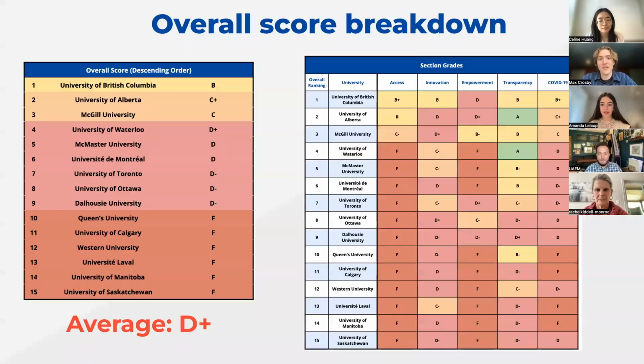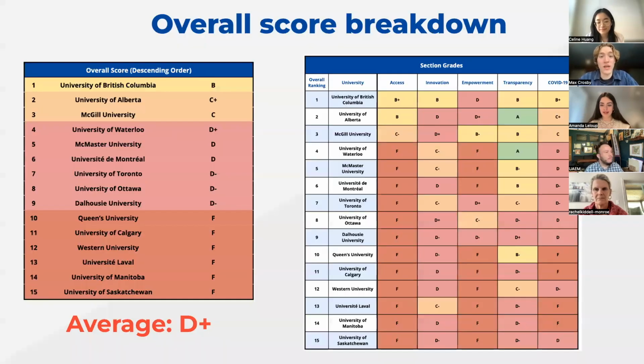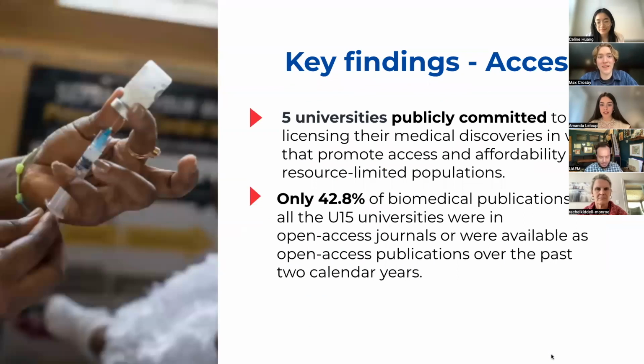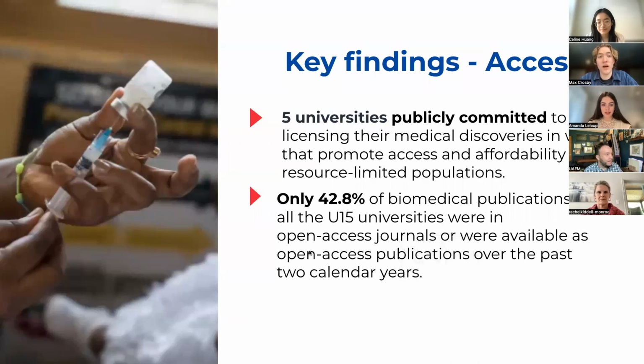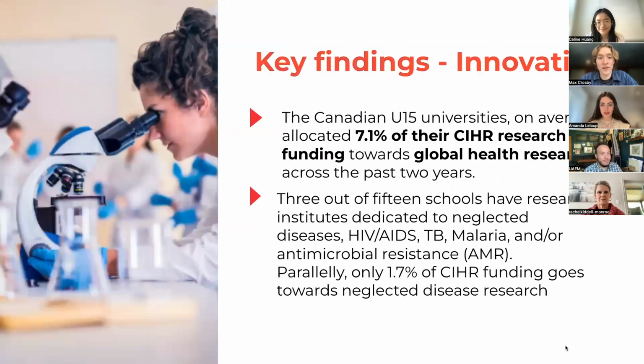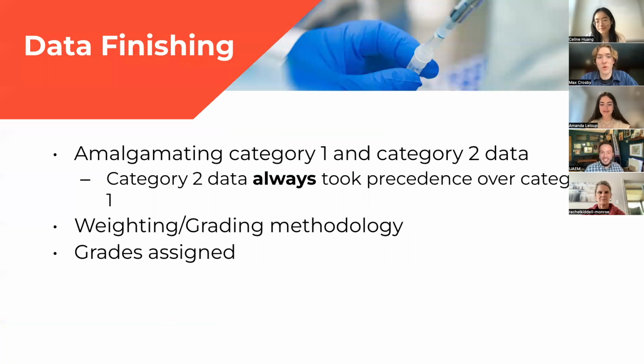Okay, so to wrap up our data collection, we combined our Category 1 and Category 2 data that we collected and scored and assigned grades for all universities. In all cases, we preferred Category 2 data, or the data that universities would submit, over Category 1 data, with the belief that universities would have access to more direct data than we were working with, and that we could trust universities to submit accurate data throughout our data collection process.